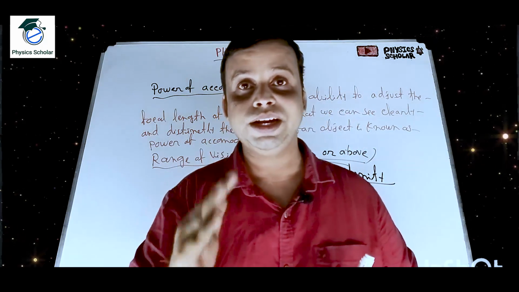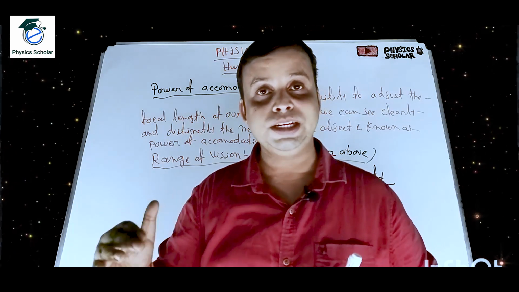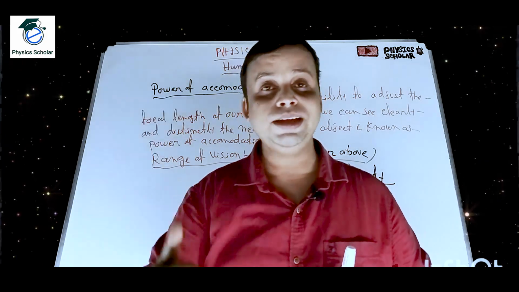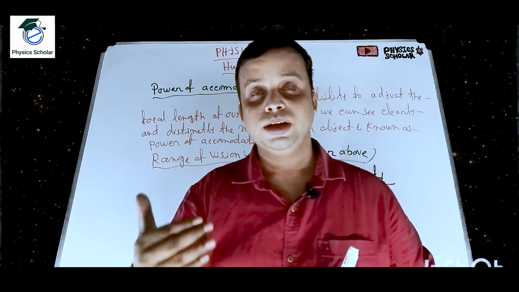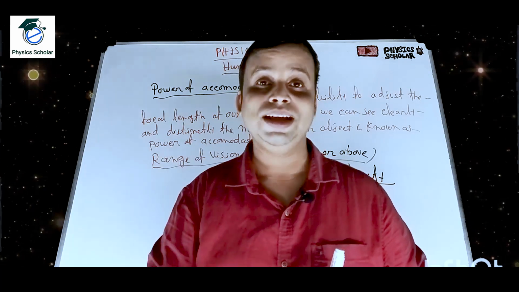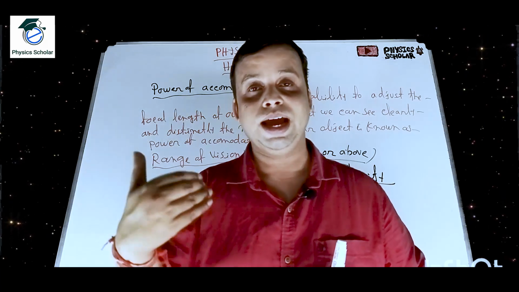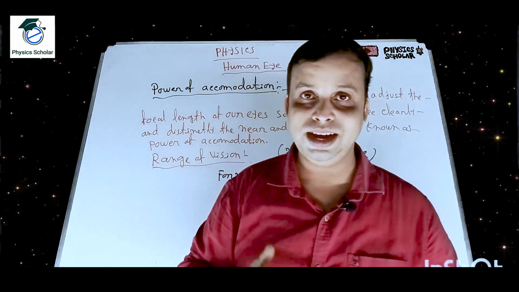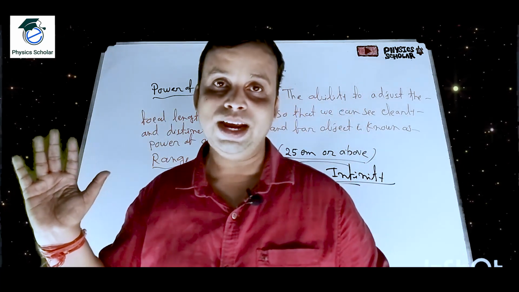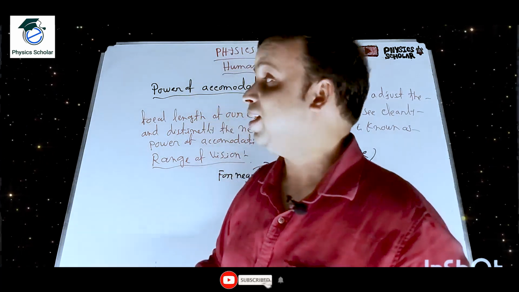So the range of vision is from 25 centimeter, which is the minimum distance, and the maximum is infinity. Clear? So every object can be visible by our eyes if the minimum distance is 25 centimeter from our eyes, up to the maximum distance of infinity. So that is the range of vision. Clear to all of you? Now let us move to the next topic.